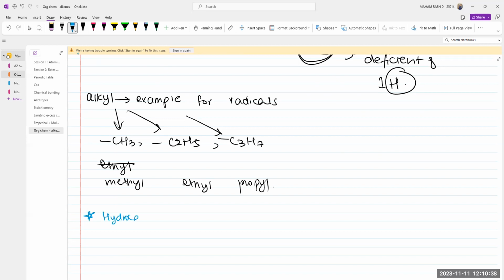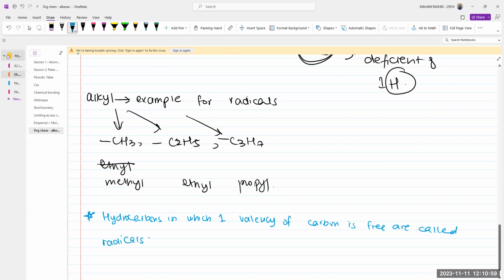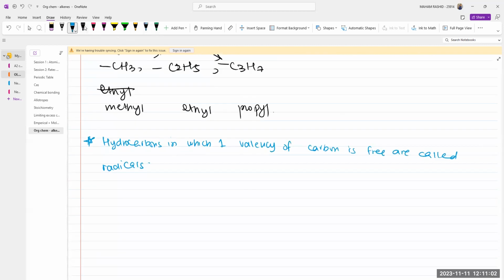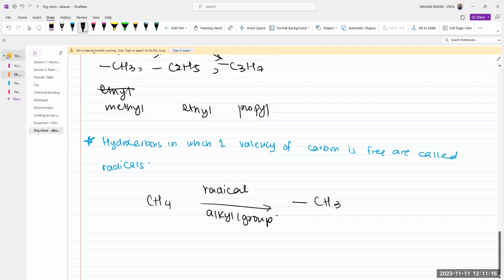Hydrocarbons in which one valency of carbon is free are called radicals. Okay? Now if I go from a CH4 to a CH3, this turns into a radical or an alkyl group.